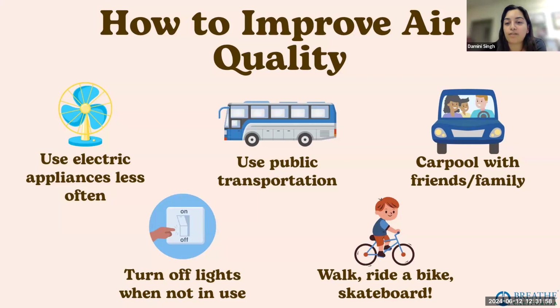So given all of this information, there are still ways that you could help improve air quality with the actions that you take. For example, you could switch to electric appliances, and even then you could use those electric appliances less often or determine what times during the day to use them. You could also use public transportation. You could carpool with friends or family. You could even turn off the lights when they're not in use to save energy, or you could also walk, ride a bike, or skateboard in your neighborhood.